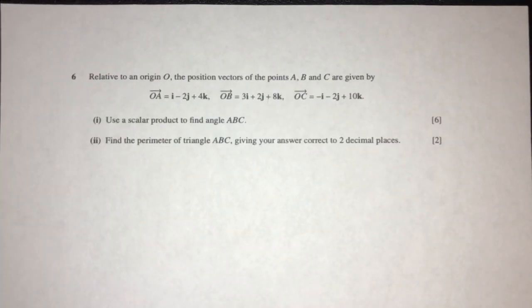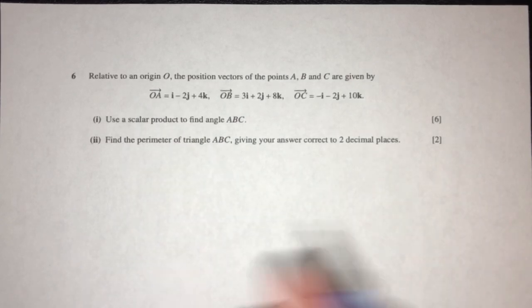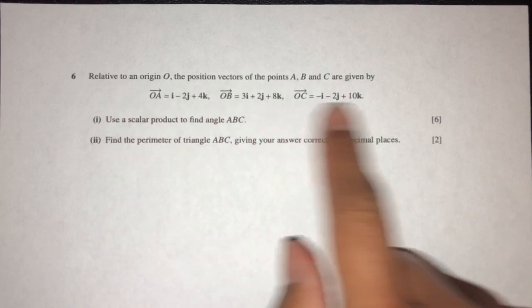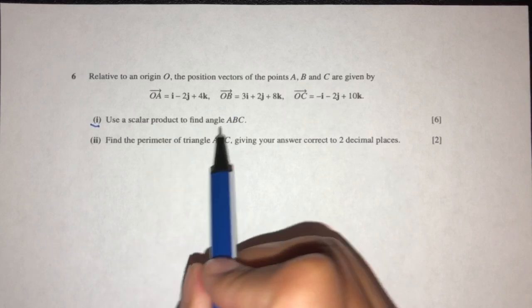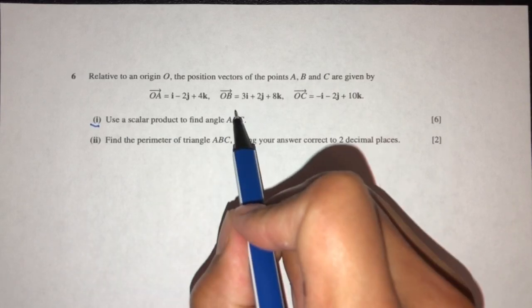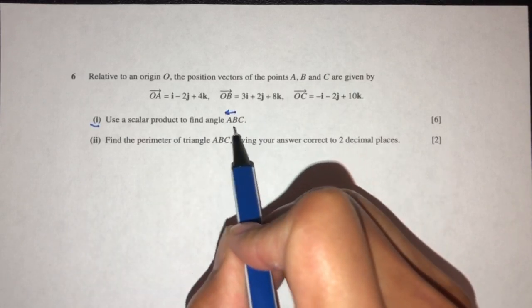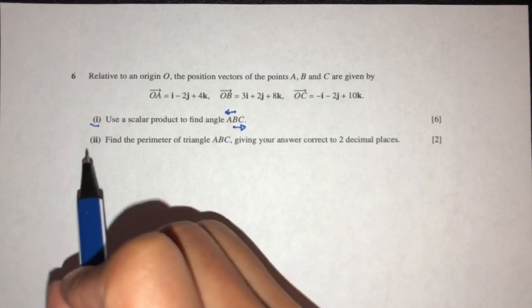Let's move on to the next question. Relative to a point O, the position vectors of A, B, and C are given to you by this. So OA, OB, OC are given to you by these vectors, right? Now part 1, use a scalar product to find the angle ABC. So pretty easy. From B, go to A, B, go to C. So let's find those two vectors.